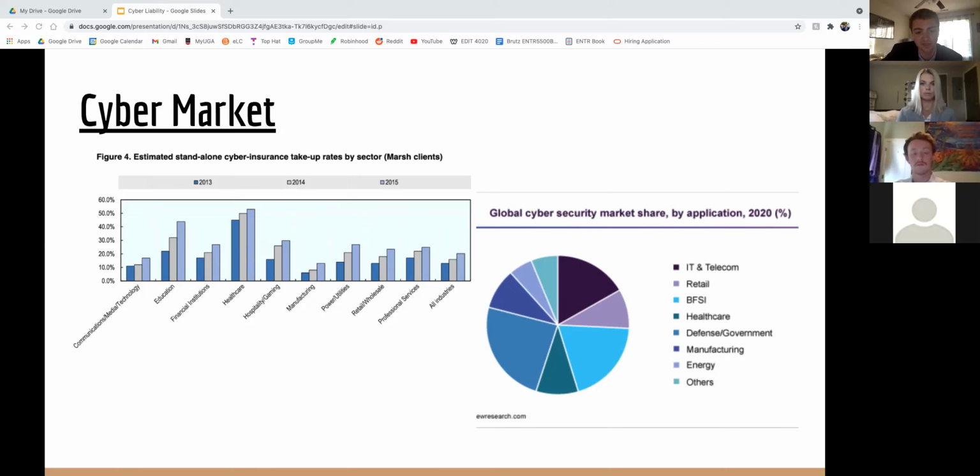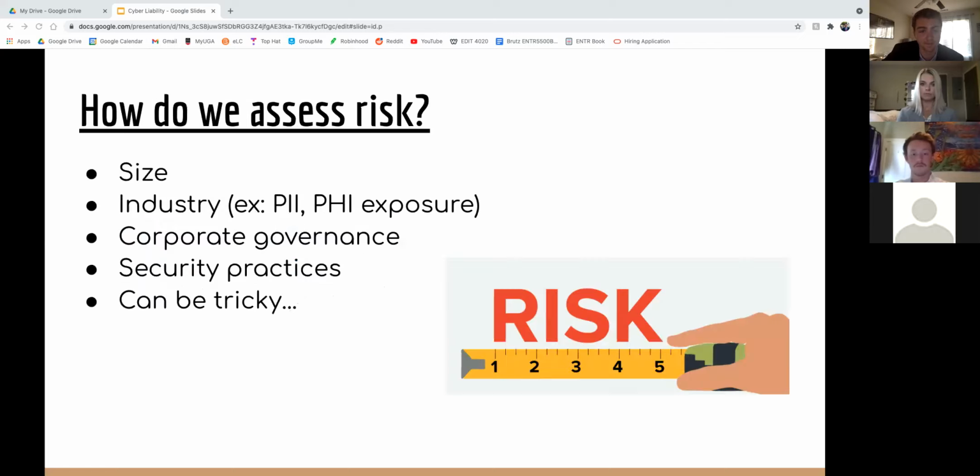On the right side, you can see a graph where the model has since changed in 2020. It shows the global cybersecurity market share by application and proves that many more industries have begun purchasing cyber insurance coverage due to the high threat level of cyber criminals. Cyber attacks are causing huge losses for companies now, and some of the large sectors are starting to take notice. The top three sectors with the largest market share of cybersecurity are defense and government, banking and financial services and insurance, and IT and telecom, respectively.